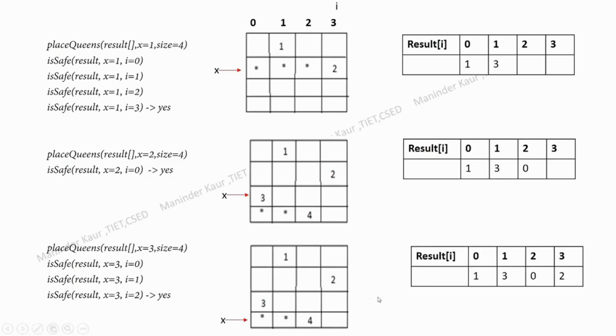That means the final resultant array, which represents the final output, is 1302. This 1302 represents that the first queen in the first row is stored at column index 1, the second queen in the second row is placed at column index 3, the third queen in the third row is placed at column index 0, and the fourth queen in the fourth row is placed at column index 2.